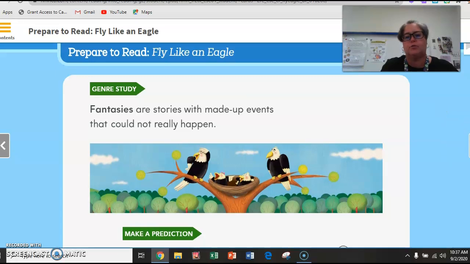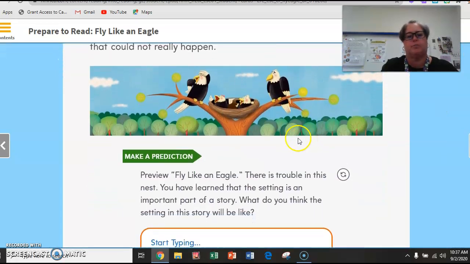So let's scroll down right here. Here's the picture right here. And it says, preview Fly Like an Eagle. There is trouble in this nest. You have learned that the setting is an important part of a story. What do you think the setting in this story will be like? Let's make a prediction by looking at this picture right here. So if you just look at this picture, what are you predicting that the setting of this story is? Think for a minute.